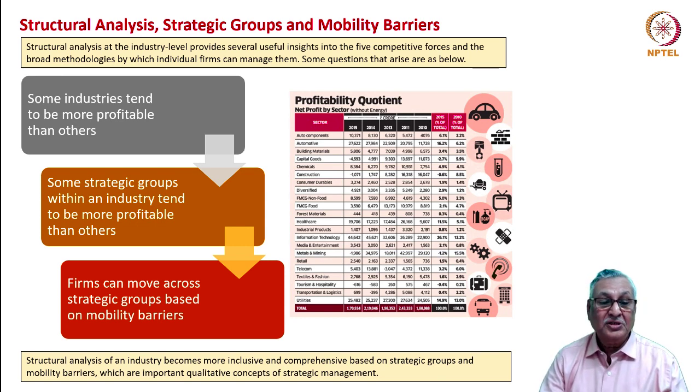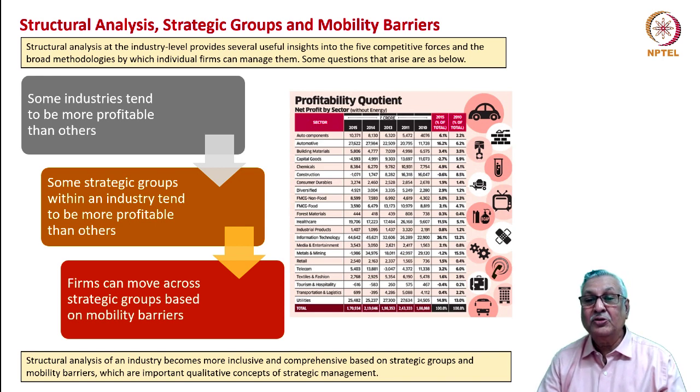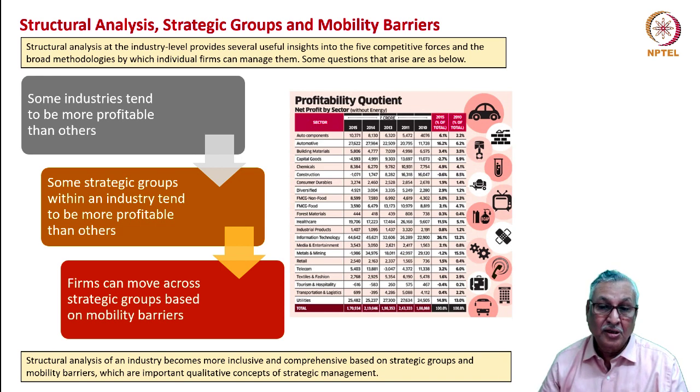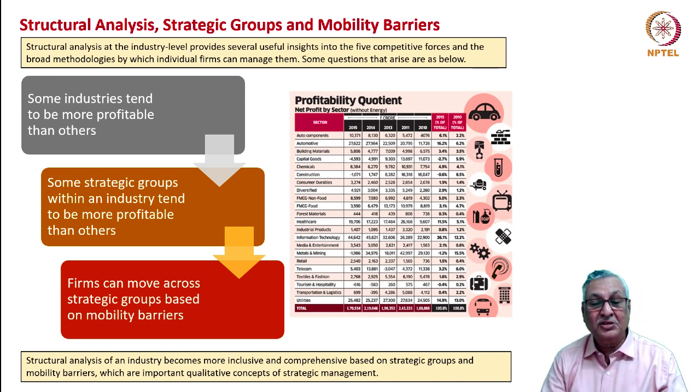So structural analysis of an industry becomes more inclusive and comprehensive when we look at industries as overall participants of the economy. Taking this analogy further, if within each industry we identify the strategic groups and look at their profitability quotient at that point of time, as also over a cross longitudinal frame of time, we will get lots of insights as to which strategies are working well and which strategies are not working well.